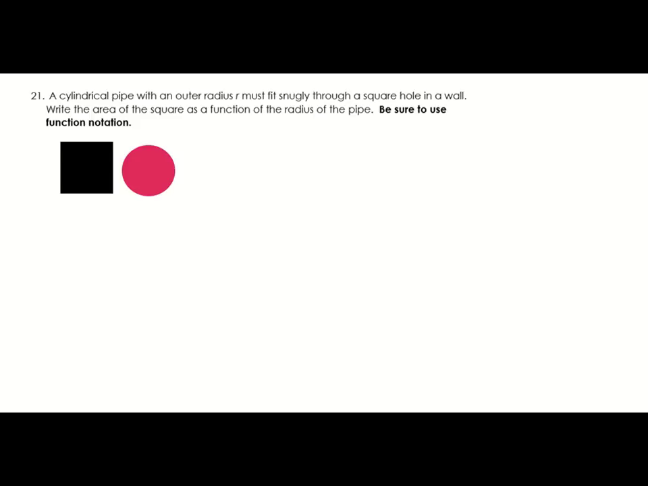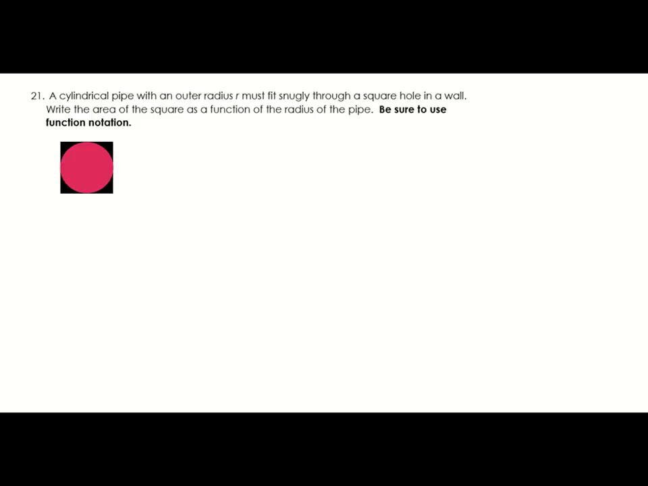Now we've made it to the final problem of the test, another application problem. It says that a cylindrical pipe with an outer radius R must fit snugly through a square hole in a wall. Write the area of the square as a function of the radius of the pipe. Be sure to use function notation. So what I really want, in order for this cylindrical pipe to fit snugly into this square hole, is for the edges of the circle to just brush up right against the edges of the hole in the wall.